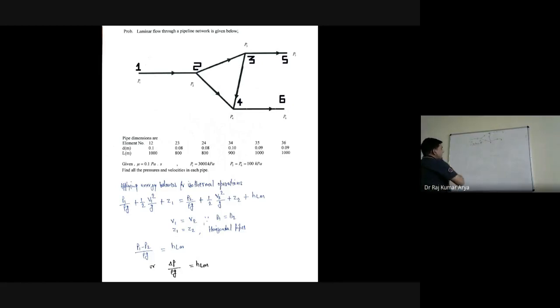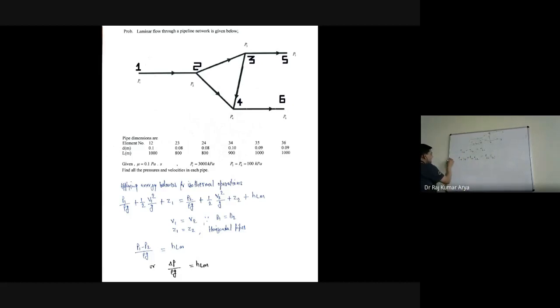So if you write the mass balance at junction 4, the mass flow rate of 2,4 plus the mass flow rate of 3,4 is going to the mass flow rate of 4,6. This is what you have. These two are coming in and this is going out. So you can write for that: area of 2,4 times velocity of 2,4, area of 3,4 times velocity of 3,4, then area of 4,6 times velocity of 4,6.